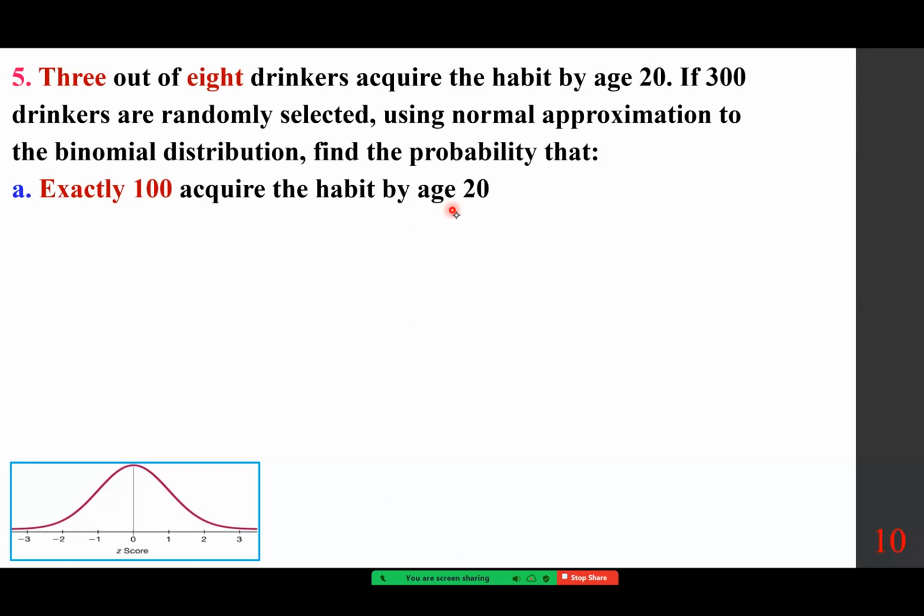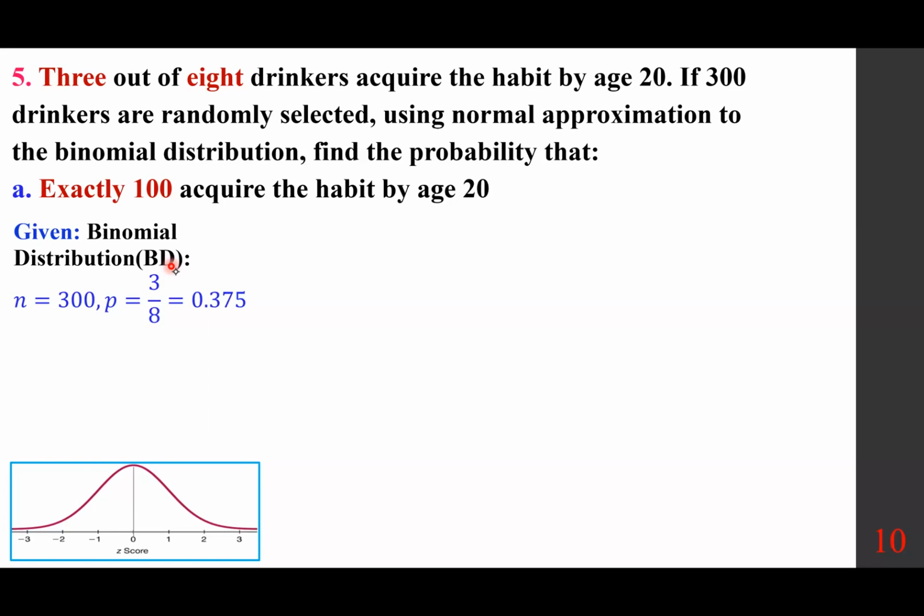Well, this is clearly a binomial distribution because either one gets the habit or not, with n being 300, p being 3 out of 8, or 3 over 8. So it's a binomial distribution. Anytime you claim it's a binomial distribution, you must write n and p.